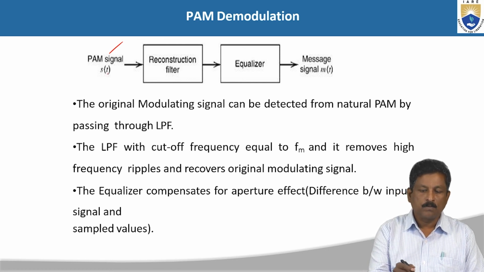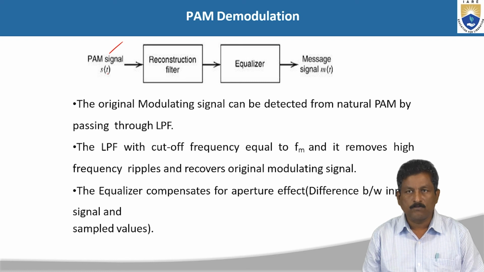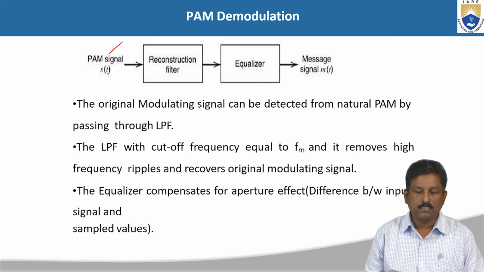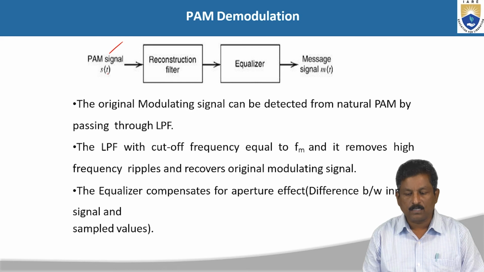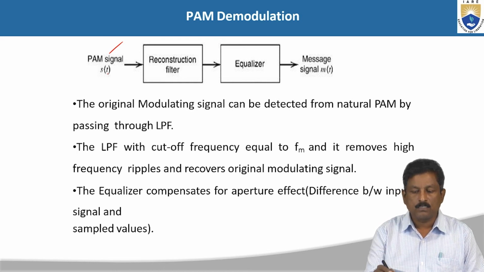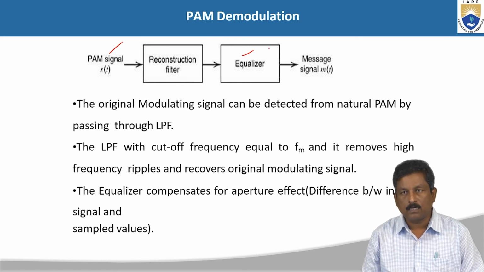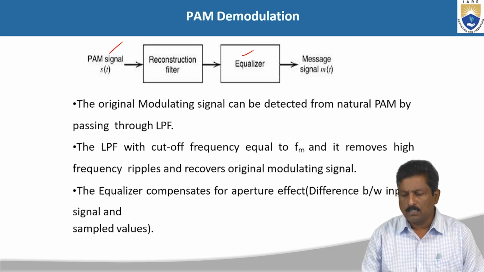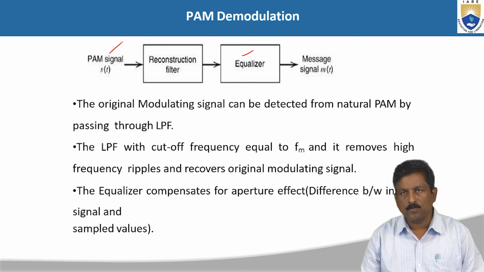So that means the pulse amplitude modulated wave S of t is given as the input signal to the reconstruction filter. Then the output of the reconstruction filter is given to the equalizer. The equalizer will compensate or realize the original modulating signal strength. So whatever the tops of the signals and the tops of the envelopes of the modulated wave can be realized by the equalizer, and then it constructs the original modulating signal M of t.